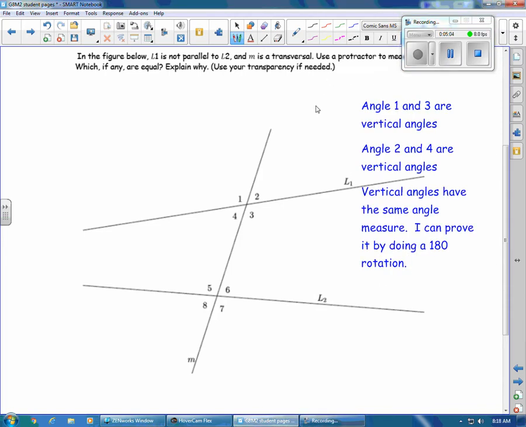Okay, here are the notes I'd like you to take. Angle 1 and angle 3 are vertical angles. Angle 2 and angle 4 are vertical angles. Vertical angles have the same measure, and I can prove it by doing a 180-degree rotation.